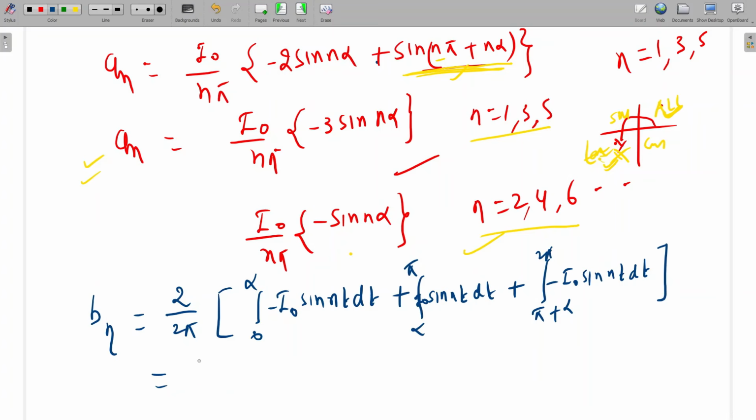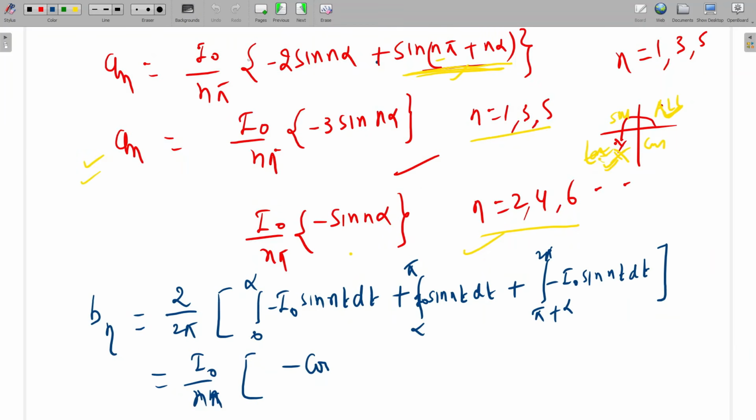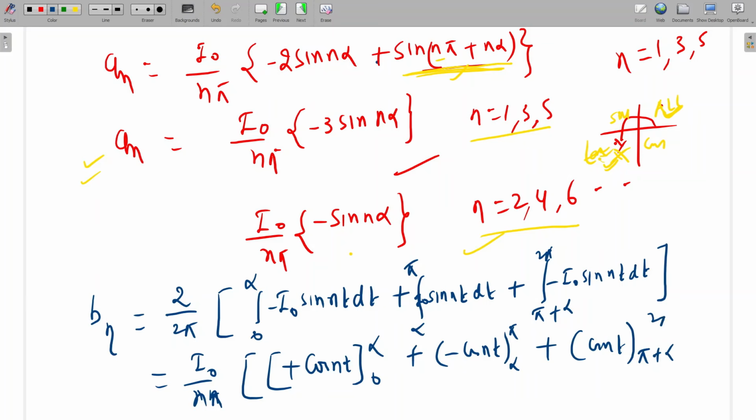So it will be I naught upon n pi, and that will be the common denominator. So this will be minus cos nt, or it will be cos nt. Can anyone tell? Here it is coming minus, so here cos differentiation is minus sign, so it will be plus only cos nt from 0 to alpha, plus, here it is plus, so it will be minus cos nt from alpha to pi, plus cos nt from pi plus alpha to 2 pi.